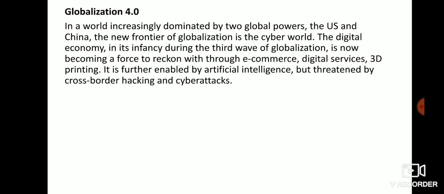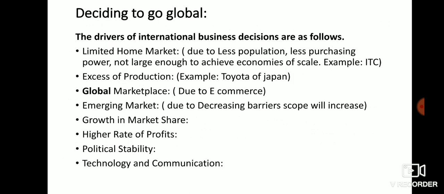In the previous class, we studied the history of globalization at the international level. In today's class, we are going to speak about the drivers of international business decisions. Before expanding the domestic business to the international level, we have to consider a few aspects. Those aspects are called the drivers of international business decisions.